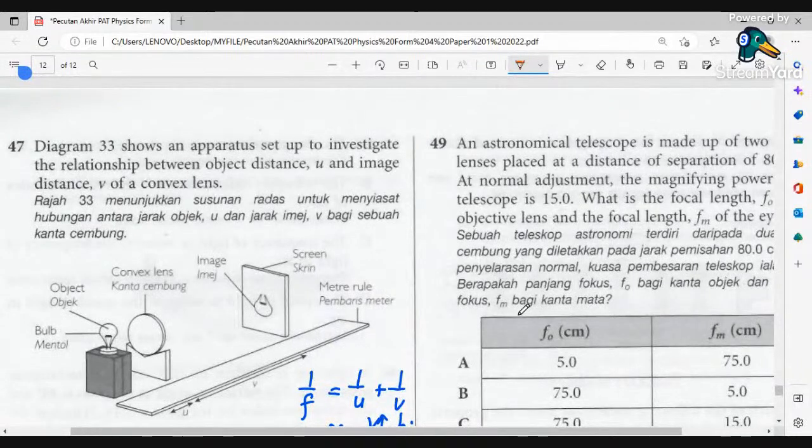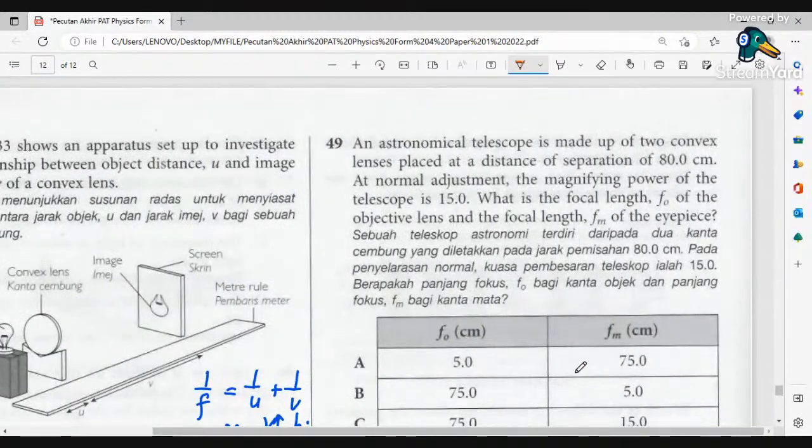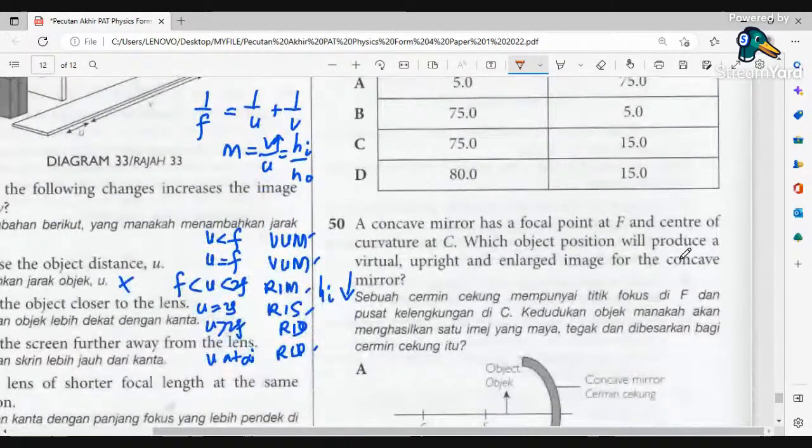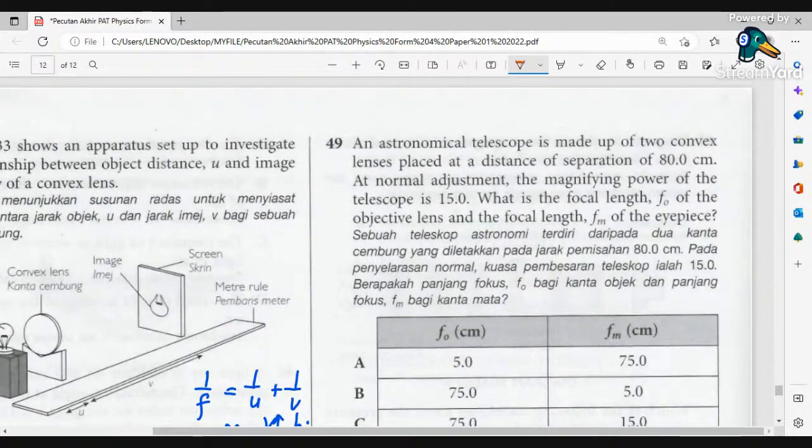49. Astronomical telescope made of two convex, separation distance 80, normal adjustment, magnifying power, telescope 15, what is focal length FO of object, and FM. So ini you kena ingat properties teleskop dengan mikroskop. Macam mana cara you memorize? Mikroskop, teleskop.